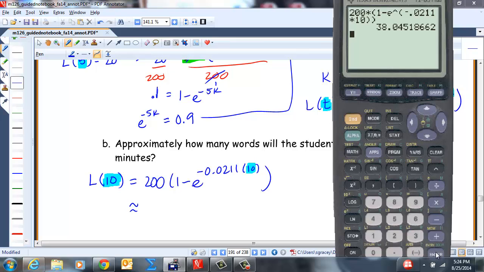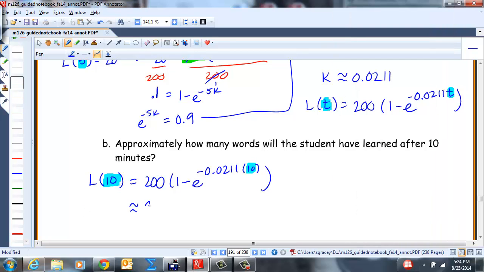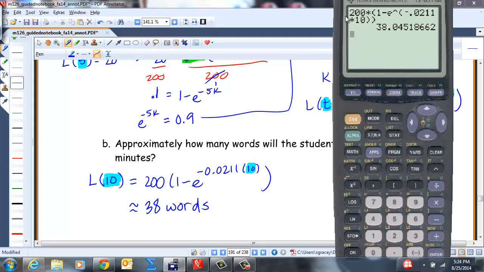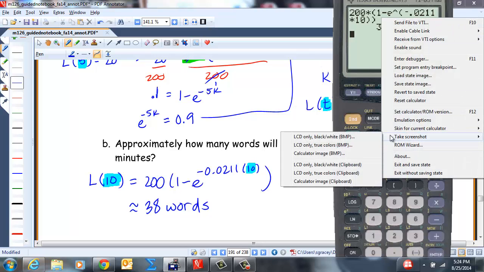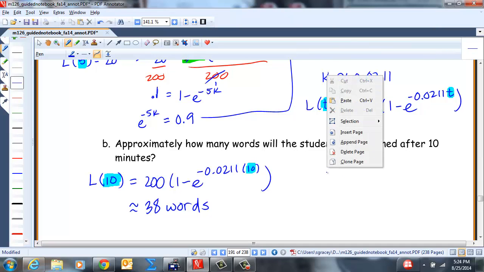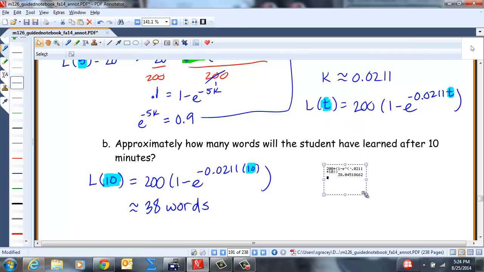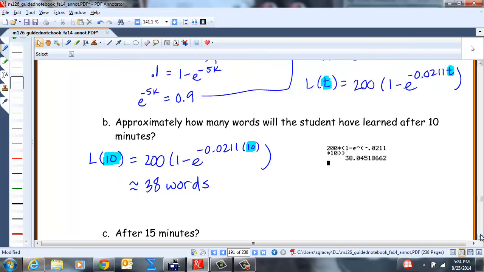Enter. So after 10 minutes, you'll learn approximately 38 words. So approximately 38 words. Okay, and this is how I plugged it in to the calculator. All right, let's see what we're supposed to find out in this one.